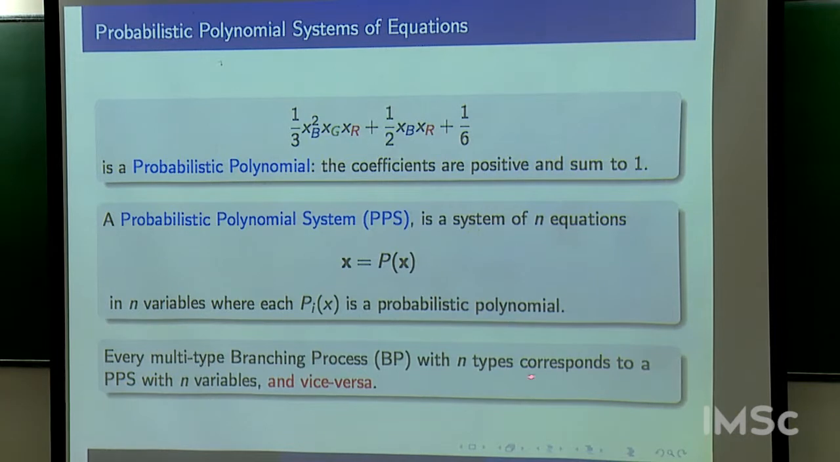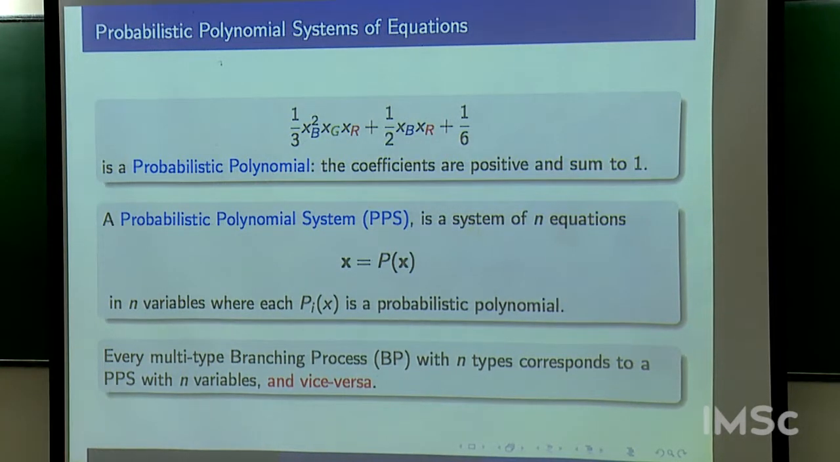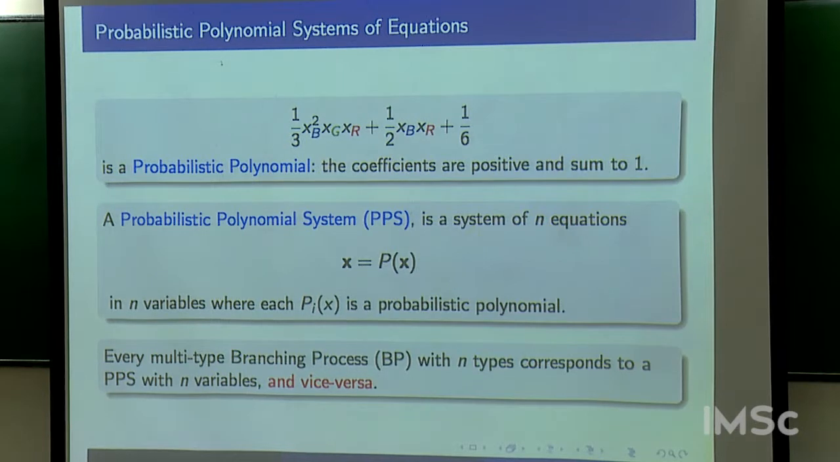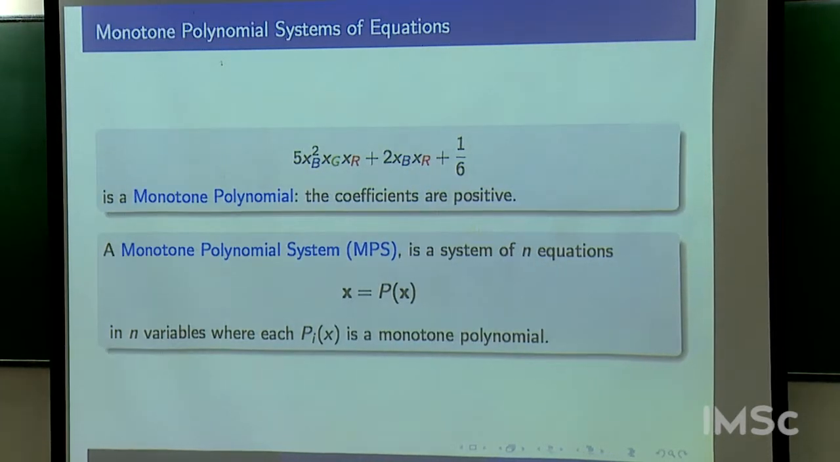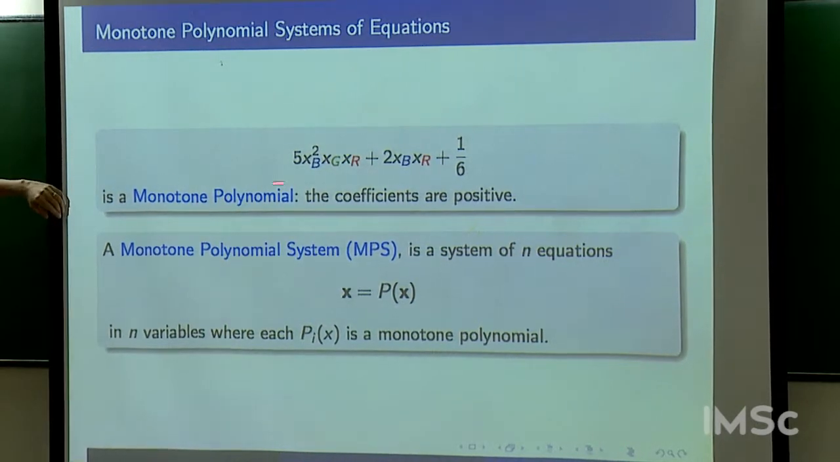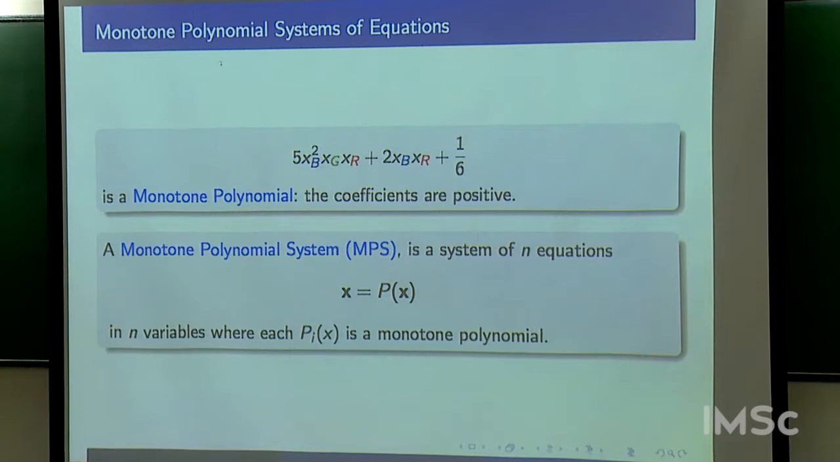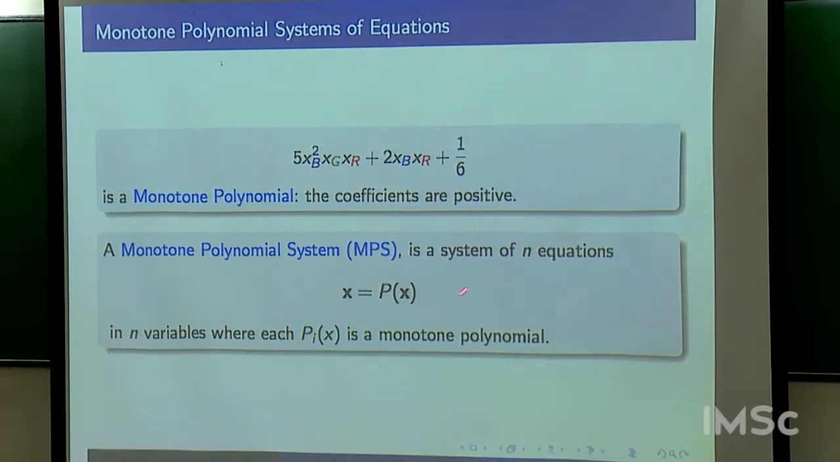So every multi-type branching process with n types corresponds to one of these probabilistic polynomial systems of equations, and vice versa. In other words, if you start with one of these systems of equations, you can translate back to the branching process which would have given rise to that for its extinction probabilities. Now let me generalize that, because we're going to later on refer to the notion of a monotone polynomial system of equations. A monotone polynomial is just one where all of the coefficients are positive. And again, a monotone polynomial system of equations is n equations in n variables.